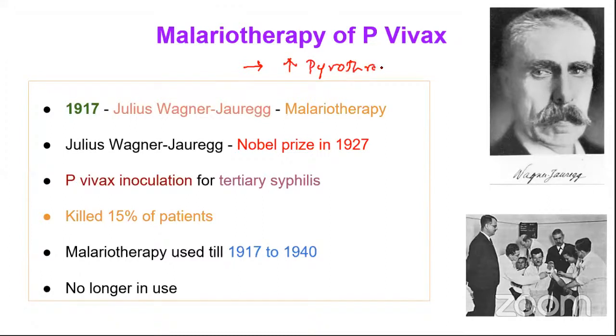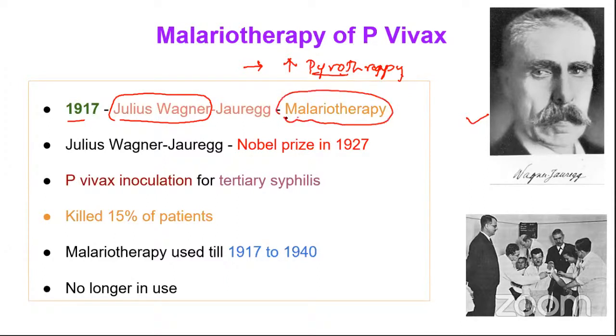Pyrotherapy. Pyro means what? Temperature related, rise in temperature. When we increase the temperature, that rise of temperature will kill some other organisms. So based on this principle, in 1917, Julius Wagner, remember this person, introduced malariotherapy. Malariotherapy means he inoculated Plasmodium vivax into a person suffering from tertiary syphilis.